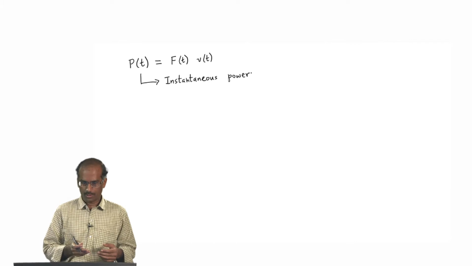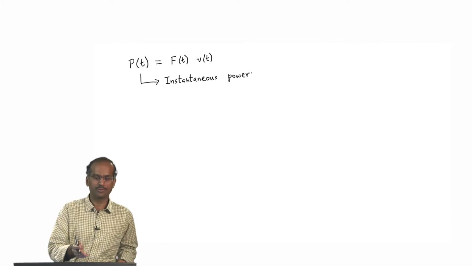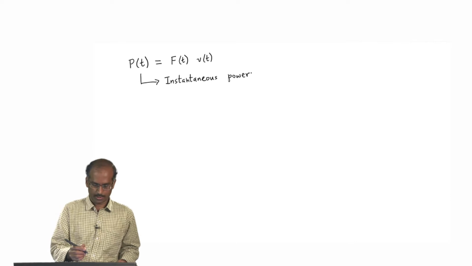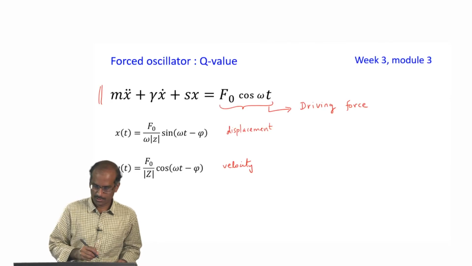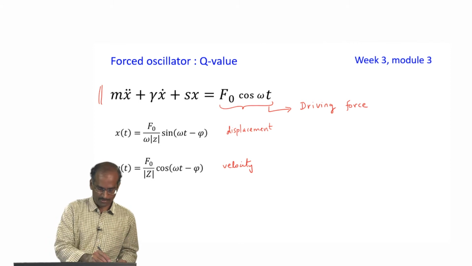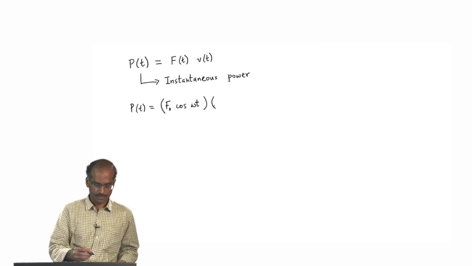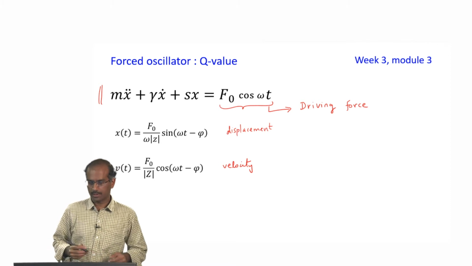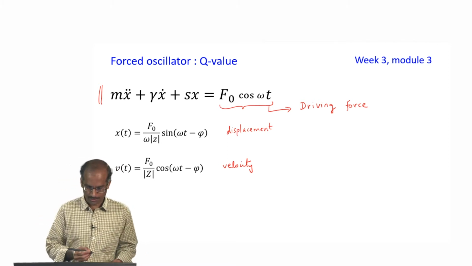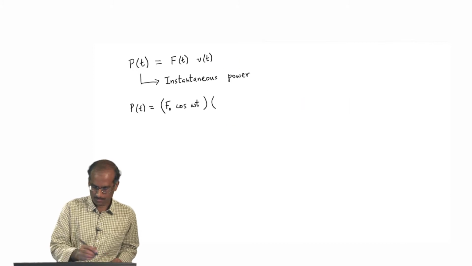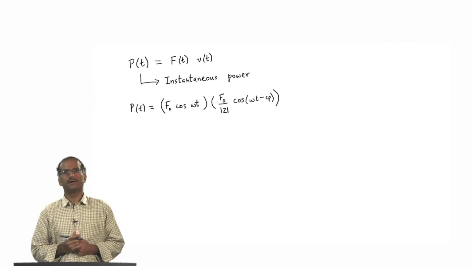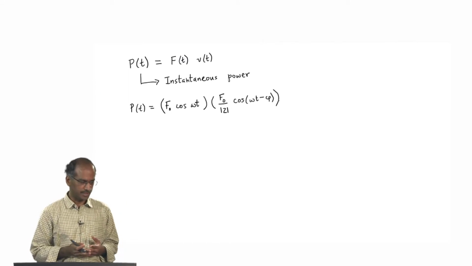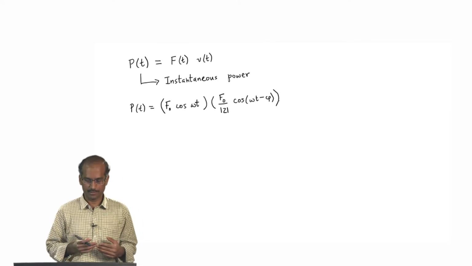Now, we know the quantities on the right hand side, we just need to put them together here. So, P of t would be F of t, which is F0 cos omega t, that is my driving force, multiplied by velocity as a function of time. So, again we go back to our velocity, which is F0 by modulus of z into cos of omega t minus phi. So, I have a formal expression for instantaneous power.